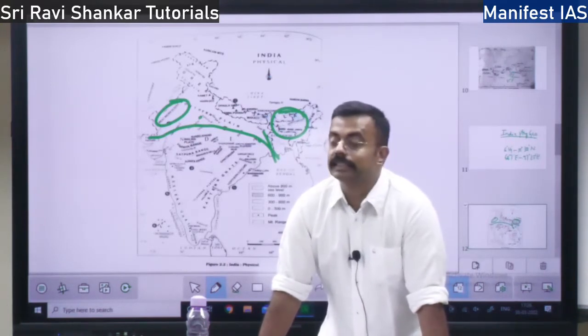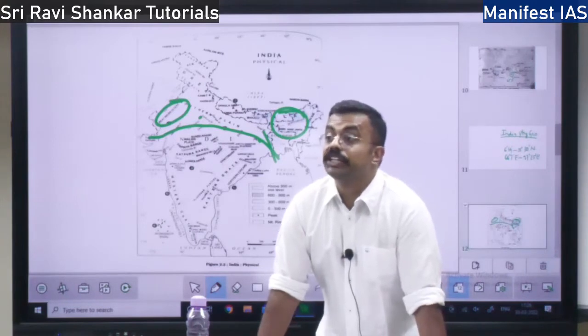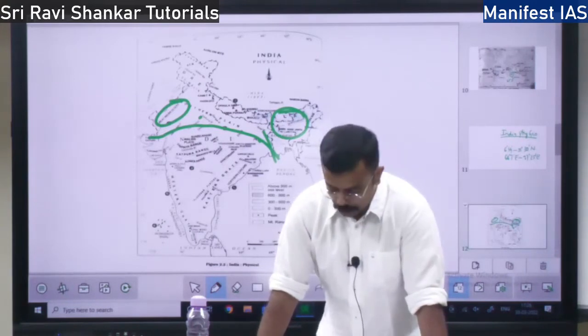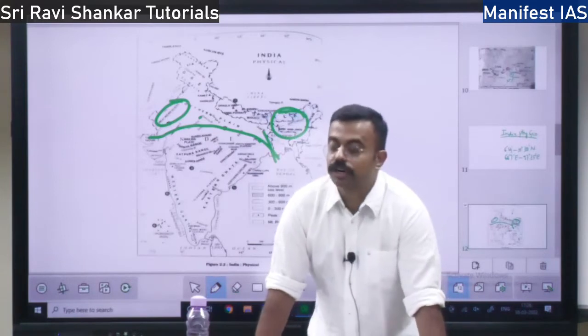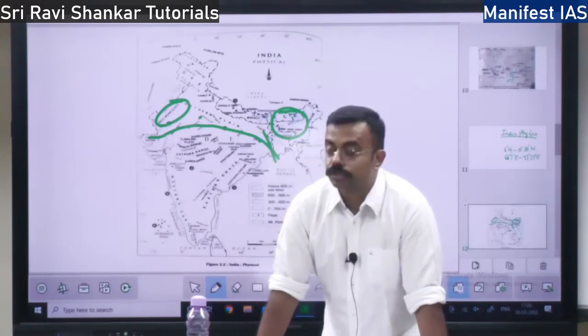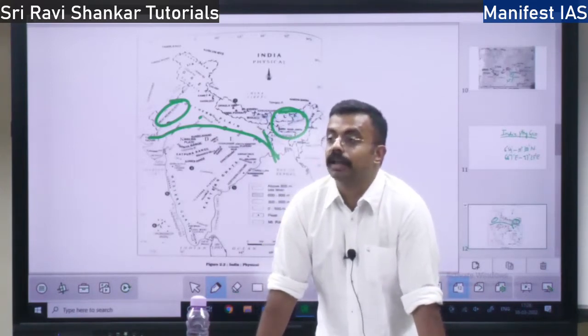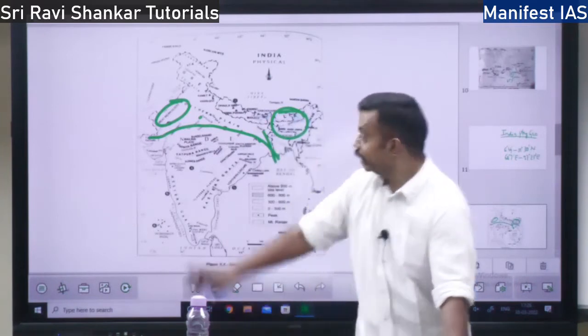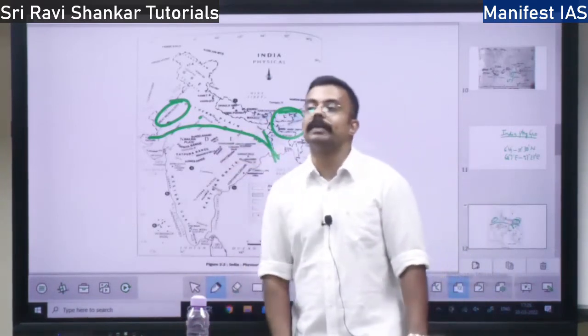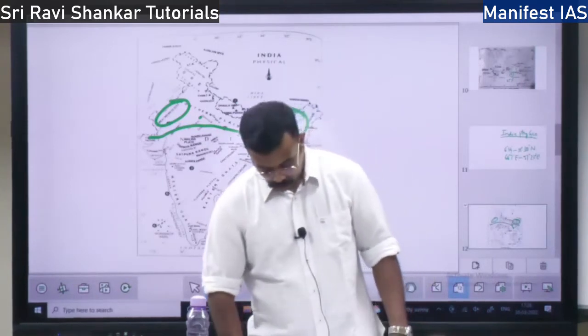What are granite and gneiss? They are igneous rock. So the peninsular block is made up of igneous rock, granite and gneiss. So that is why it is rigid and stable. So it is rigid and stable. That is why you don't find many earthquakes. Right?